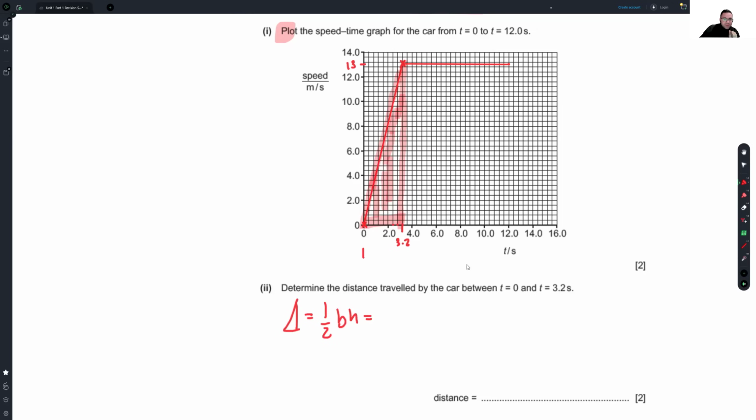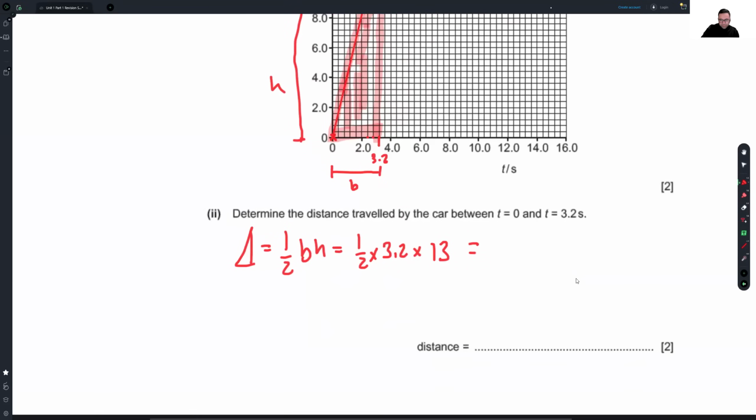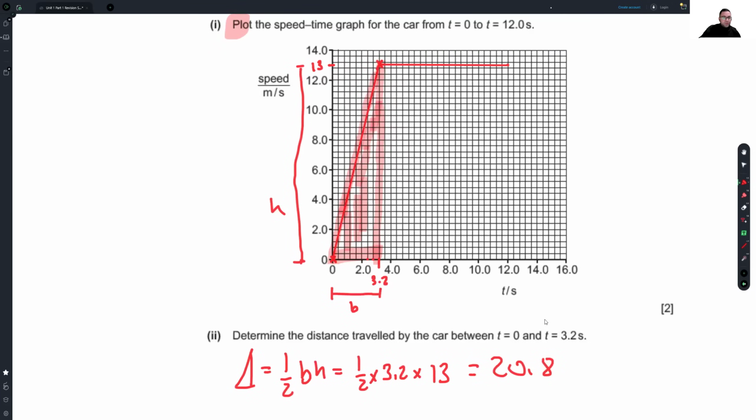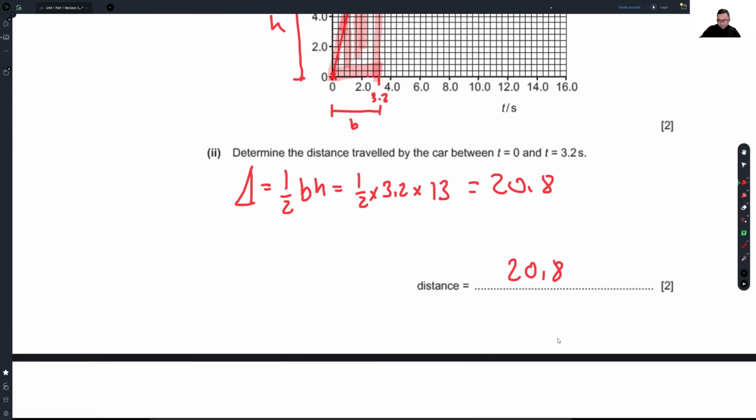What do I mean by base? This is your base, so that's 3.2. So half times 3.2 times, what's the height? All of this is your height. That's 13. Half times 3.2 times 13, that's 20.8. Now, I don't know what the unit is, so I'm going to go back to the graph and look at the units used for the speed. It's in meters, so meters it is. Very good.